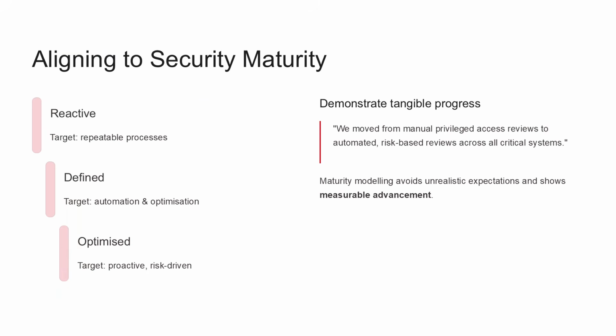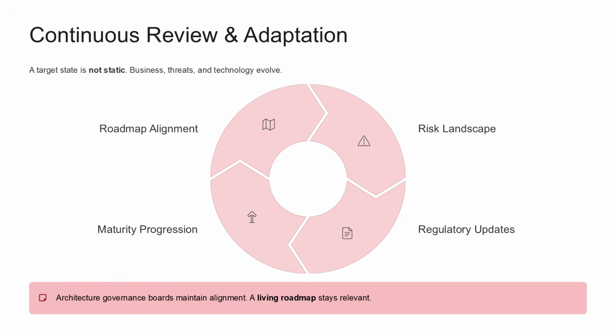Your target state should align with a defined maturity level. For example, if you are currently at a reactive maturity stage, your initial target may focus on repeatable processes. If you are at a defined stage, your target may focus on automation and optimization. Maturity modeling helps you avoid unrealistic expectations. It also allows you to demonstrate progress clearly. For example, you can report, we moved from manual privilege access reviews to automated risk-based reviews across all critical systems. That is tangible progress.